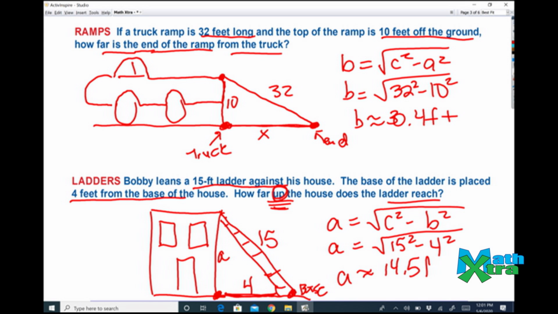14.5 what? Feet. Okay, so these problems become easier when we read and we place the numbers where they're supposed to go. And I know we can read the difference between away from the house, the ladder's height, or how high it is going up the house. So put our numbers where they're supposed to go.